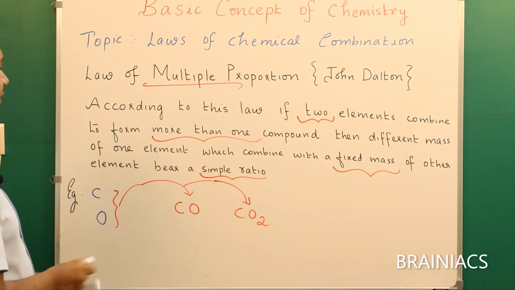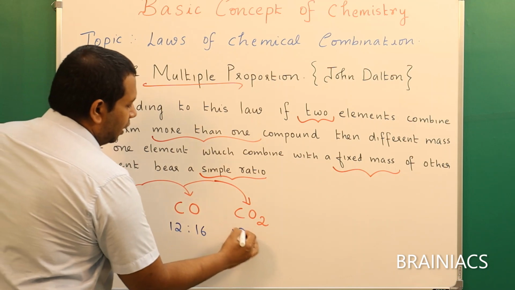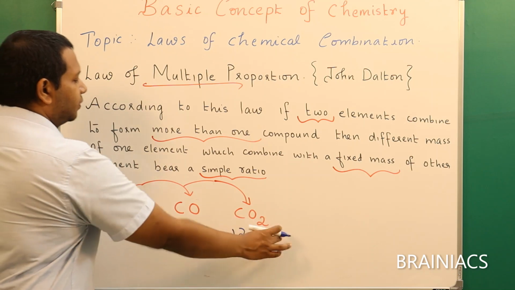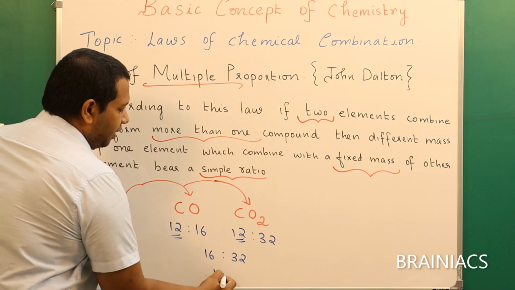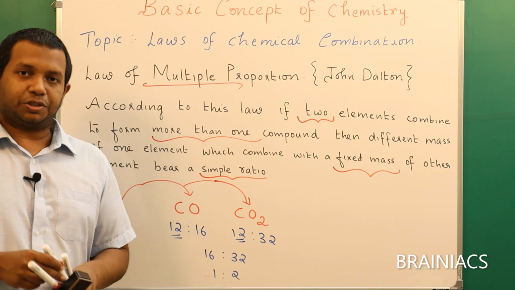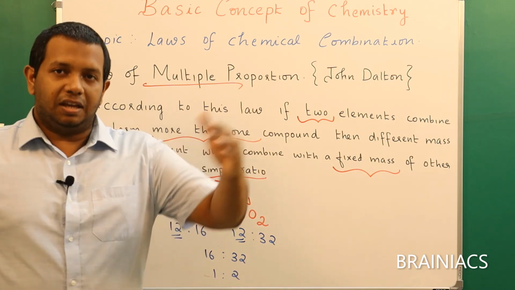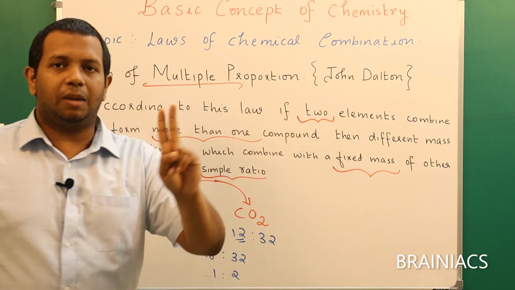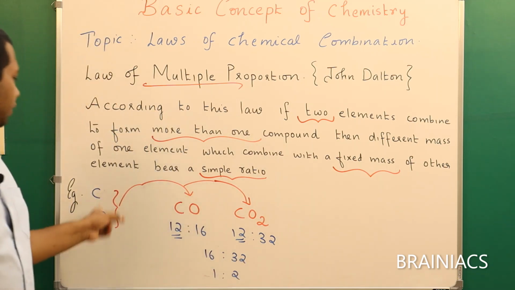Then the fixed mass of one element, carbon, the mass is 12 is to 16, here 12 is to 32. So a fixed mass of carbon combines with a variable mass of the other element. If you take the ratio of the variable mass of the other element, it will be a simple whole number ratio, 1:2. Every time they will give some options and ask which among the following illustrates the law of multiple proportion. Always check in the options whether only two elements are there, because the law talks about two elements combining to form more than one compound. So always check for that.